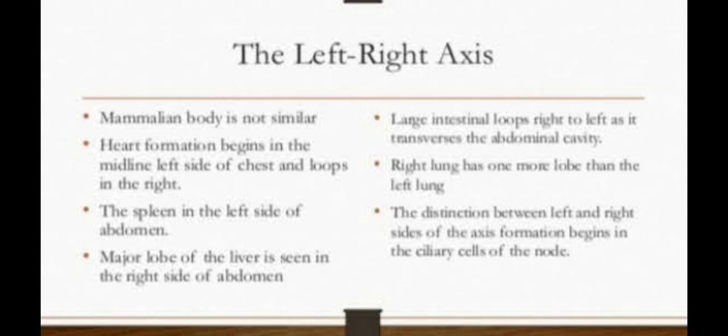The major lobe of the liver is seen on the right side of the abdomen, while the large intestine loops right to left. The right lung has more lobes than the left lung.